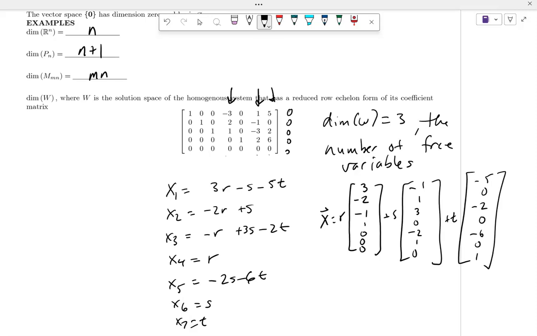1, 2, 3, right? I've got a set of three vectors that generates every single solution, don't I? Where did those three vectors come from? They came from the three free variables that we had. This one came from the free variable that I'm using an r to represent the parameter. This one came from the free variable that I'm using an s. This one came from the free variable that I'm using a t. So I've certainly got three vectors that can generate all of the solutions, right?